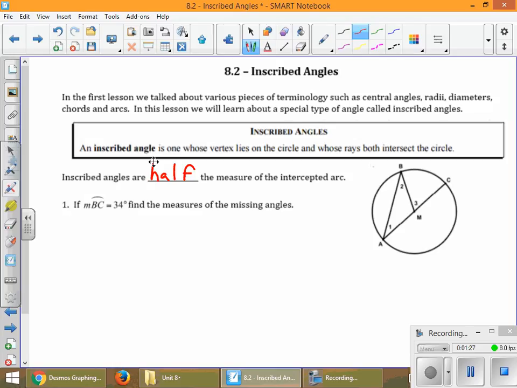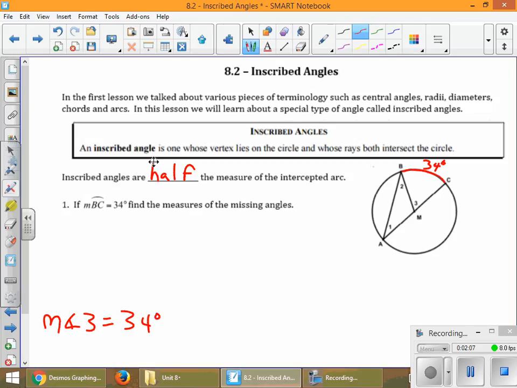Alright, let's try this example out. This is where highlighting or coloring in makes it visually easy to see. So if the measure of arc BC is 34 degrees, mark it: this is 34 degrees. I want to figure out the rest of those angles. I will tell you this: angle 3 is easy to figure out, because you guys know this. So what is the measure of angle 3? It is 34 degrees.